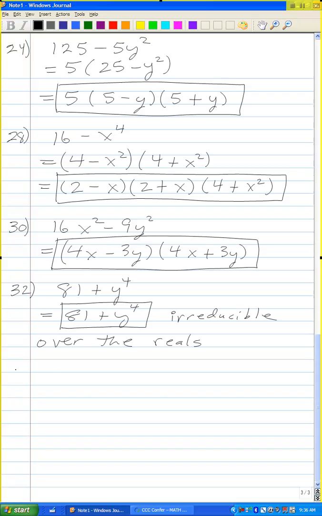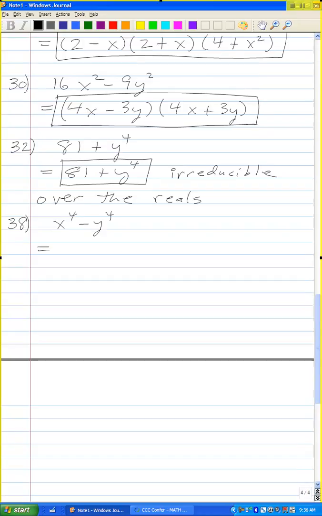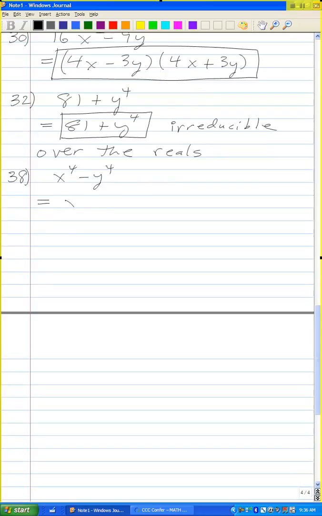Let me do problem number 38. X to the fourth minus y to the fourth. So this will be x squared minus y squared. Square root of x to the fourth is x squared. Square root of y to the fourth is y squared. Times, well, the same thing, except I'll change the minus to a plus.